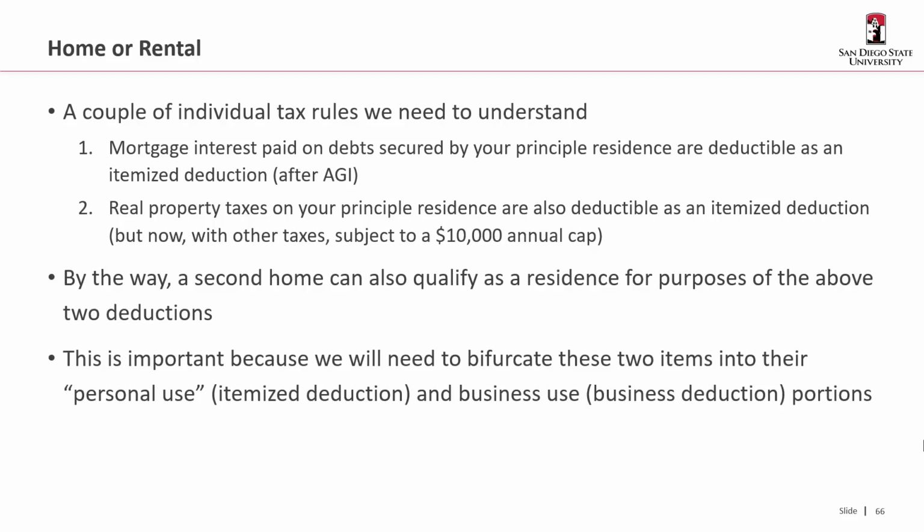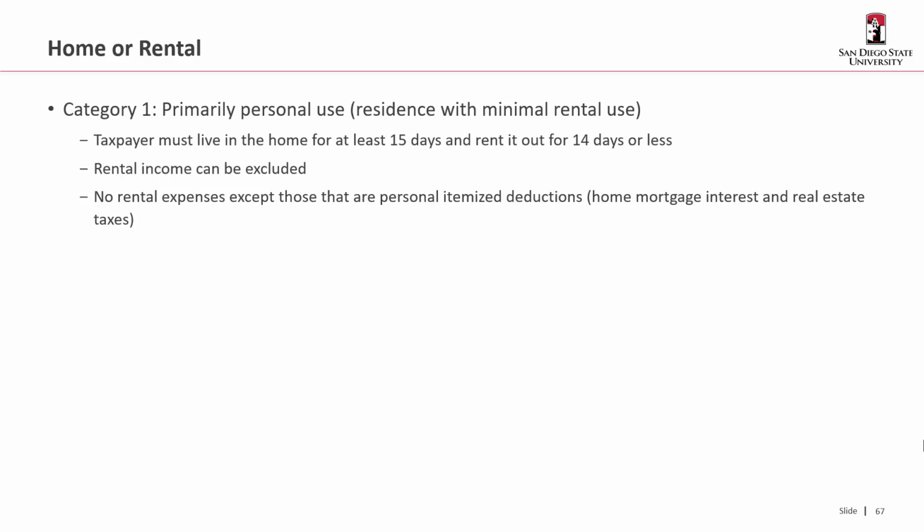Okay, so this is important because we're going to bifurcate these two items as well as other expenses into their personal use, or for these two, itemized deduction portion, and business use. So let's start with category 1, which I describe as a primary personal use.